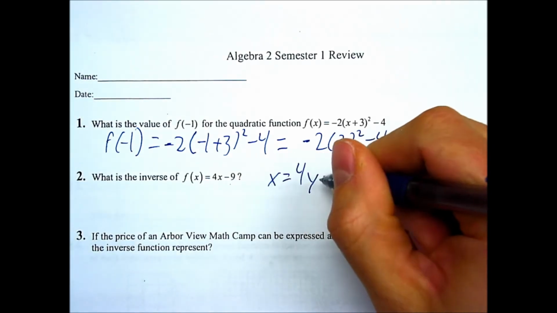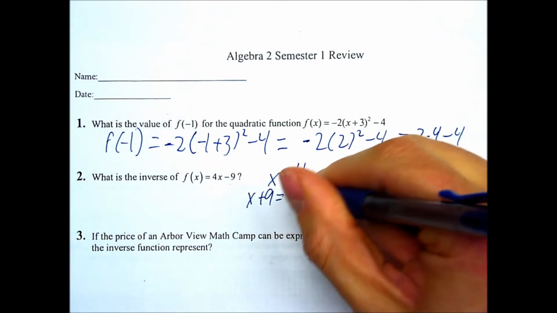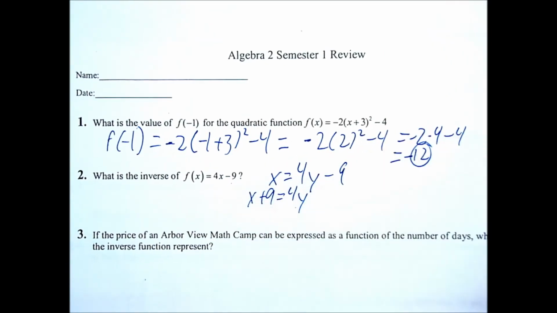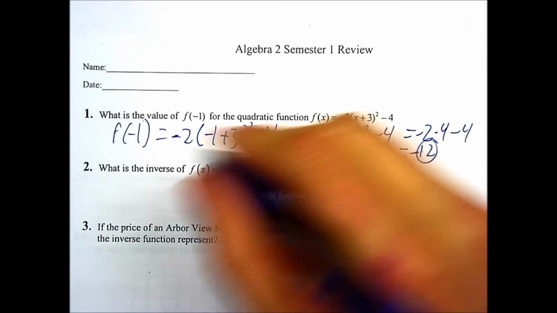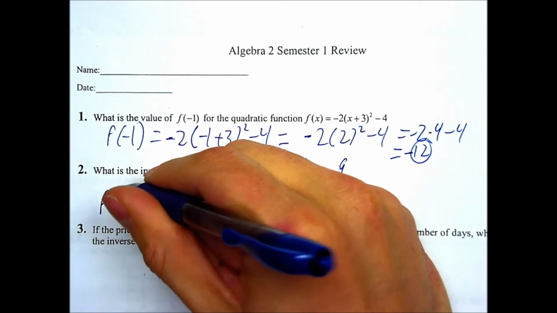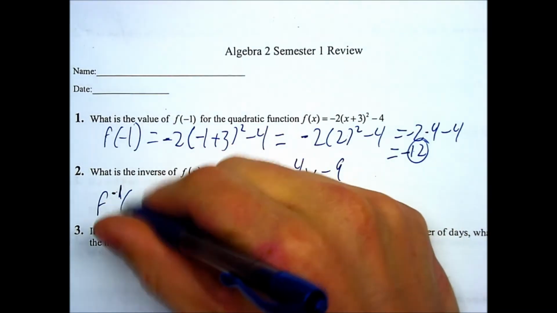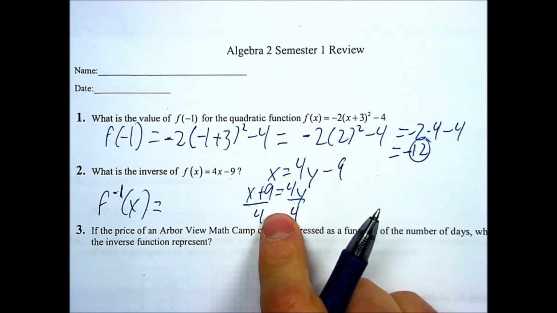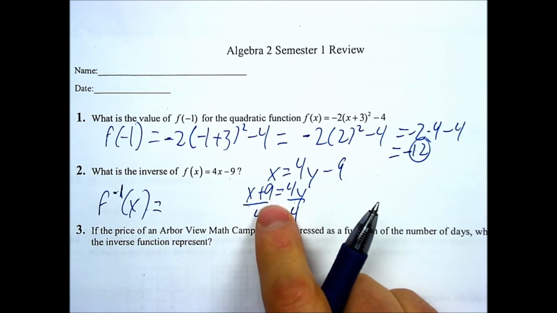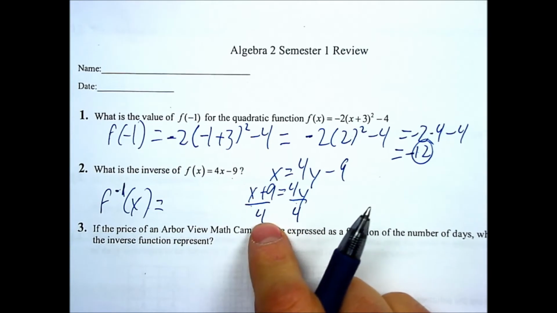I will solve this for y by adding 9 to both sides. So x plus 9 is equivalent in value to 4y, and then dividing by 4. The inverse function notation is f negative 1. So negative 1 here signifies the inverse of f of x is equal, in value, to x plus 9 divided by 4. Now I can divide these individually, or I can leave them as a quantity. Since the 9 is not a multiple of 4, I will leave it as a quantity.